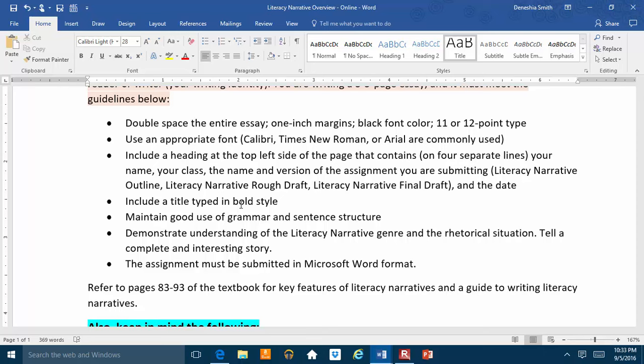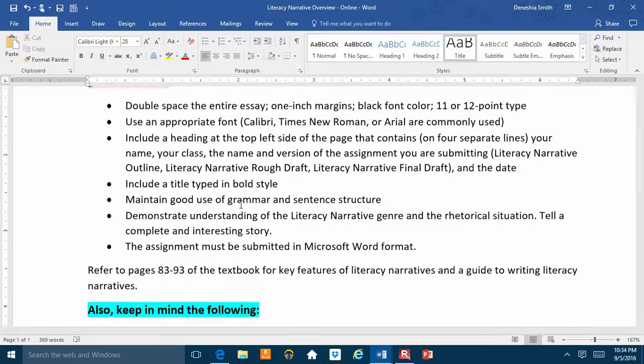Demonstrate understanding of the literacy narrative genre and the rhetorical situation. And you want to tell a complete and an interesting story. And the assignment must be submitted in Microsoft Word format.